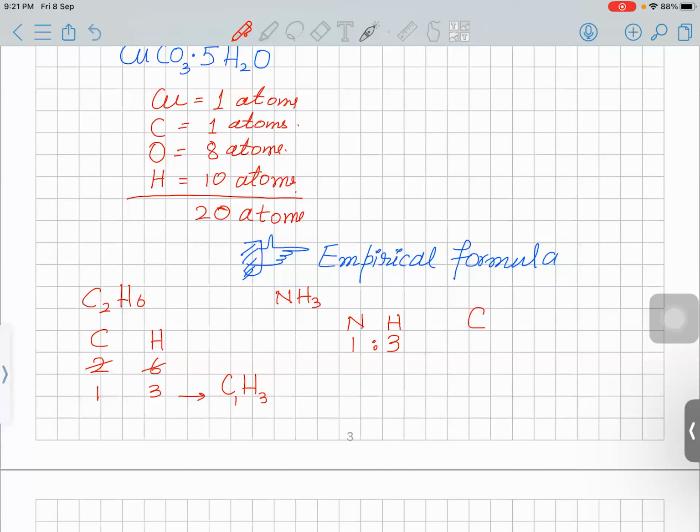Look at another example. C2H5OH. So carbon, hydrogen, oxygen. Can you tell me the ratio? Sir, 2:6:1. 2 carbon, 6 hydrogen, and 1 oxygen, which can't be simplified further because oxygen is already 1. Exactly, it's the simplest ratio.